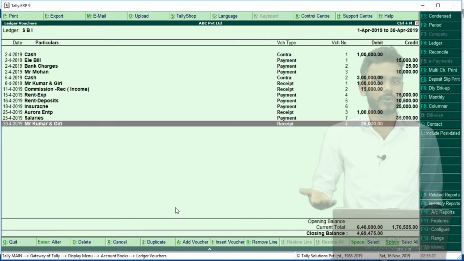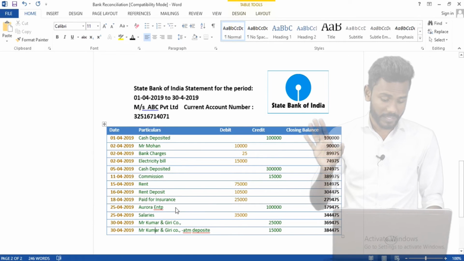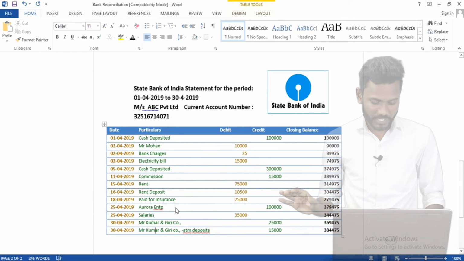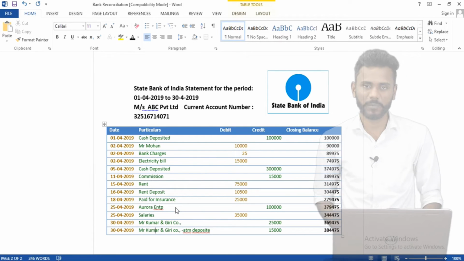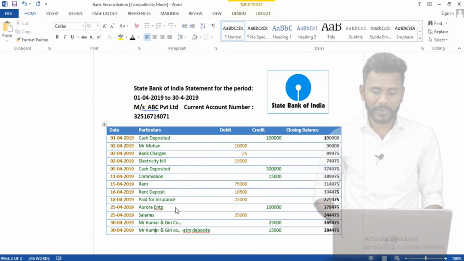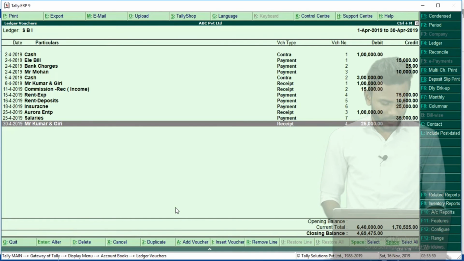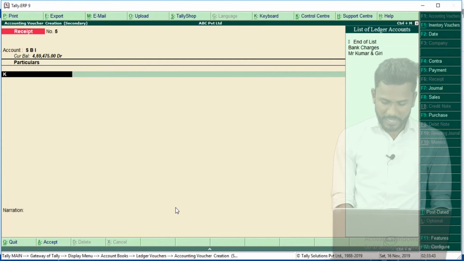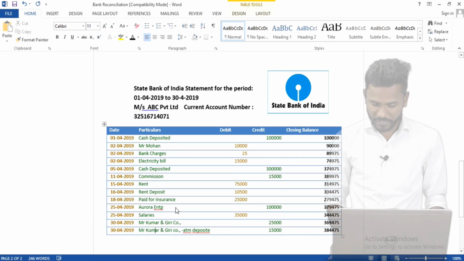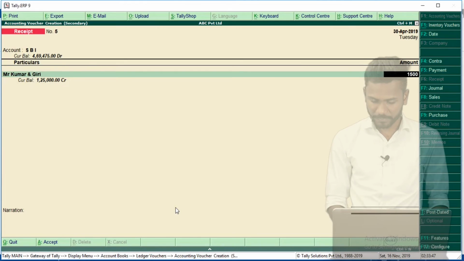Because we don't have the proper knowledge of the transaction, we have not recorded it. Only by observing the statement, we found that on such and such a day the party deposited rupees 15,000 in our bank account using the ATM cash deposit. So now we have not recorded it, so again we are going to record it. Alt plus A, bank to Kumar and Giri, the amount of recording is 15,000.